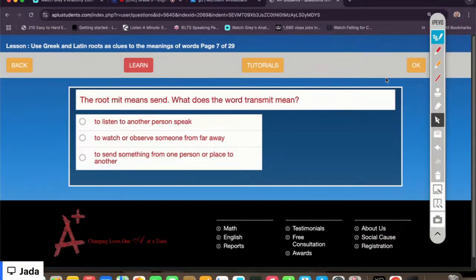So the means send. What does the word transmit mean? To listen to another person speak, to watch or observe someone from far away, to send something from one person to another. So what's the right one here?